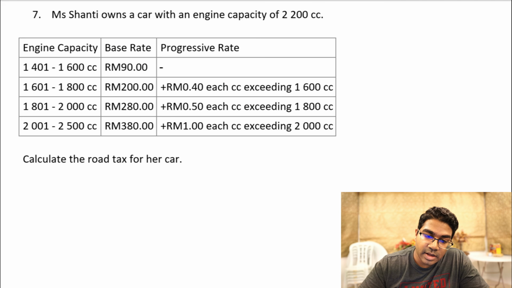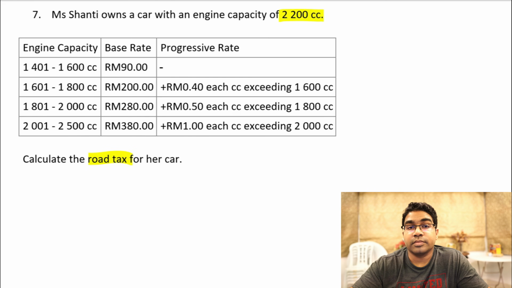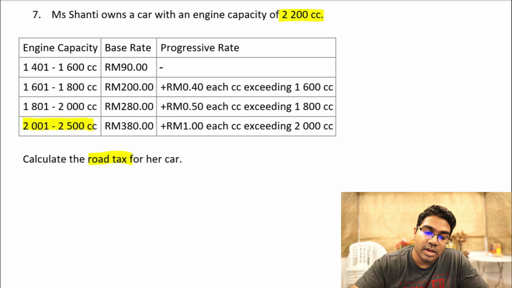Let's look at road tax calculation. Ms. Shanti owns a car with an engine capacity of 2200 cc. So you can see the table provides the rates. Calculate the road tax for her car. So 2200 cc will fall within this category. And so we have a base rate of 380 ringgit and 1 ringgit for each cc exceeding 2000.